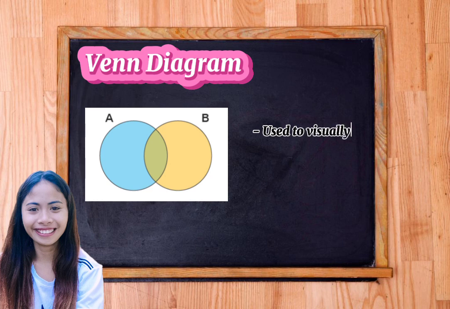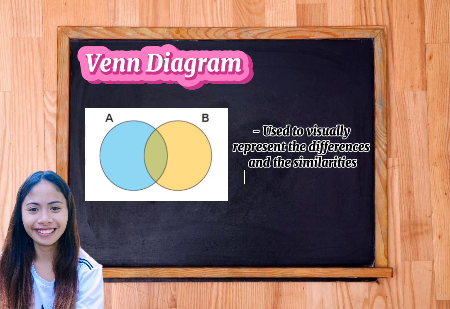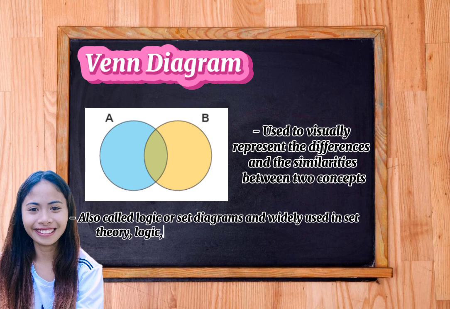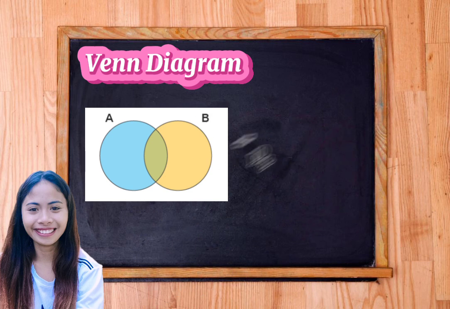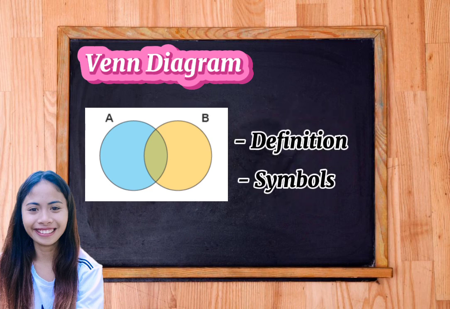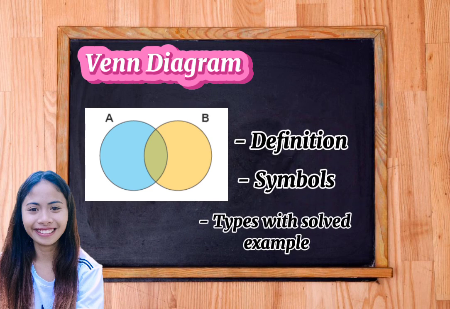A Venn diagram is used to visualize and represent the differences and the similarities between two concepts. Venn diagrams are also called logic or set diagrams and are widely used in set theory, logic, mathematics, businesses, teaching, computer science, and statistics. So let's learn about Venn diagrams, their definition, symbols, and types with solved examples.